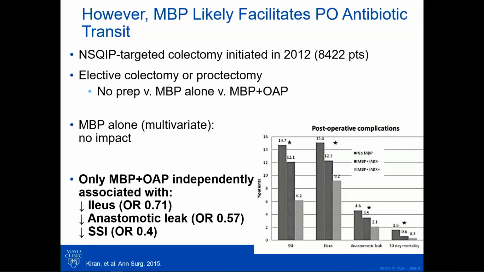But why do we still have mechanical bowel prep as part of this? It likely facilitates the transit of oral antibiotic prep through the colon. And so a couple studies that have been done using the NSQIP targeted colectomy cohort. This is the earlier of the two, about 8,000 patients. And this was, of course, a retrospective cohort assessing no prep versus mechanical prep alone versus mechanical prep plus oral antibiotics.